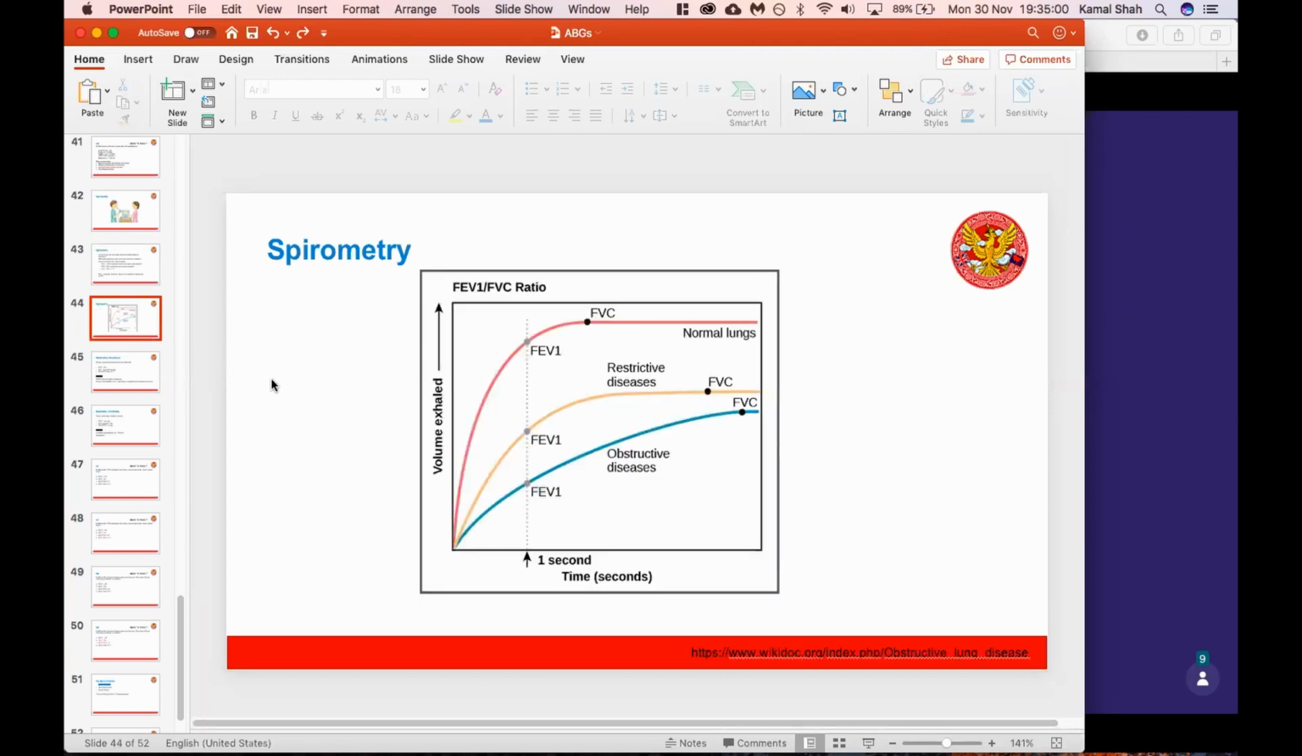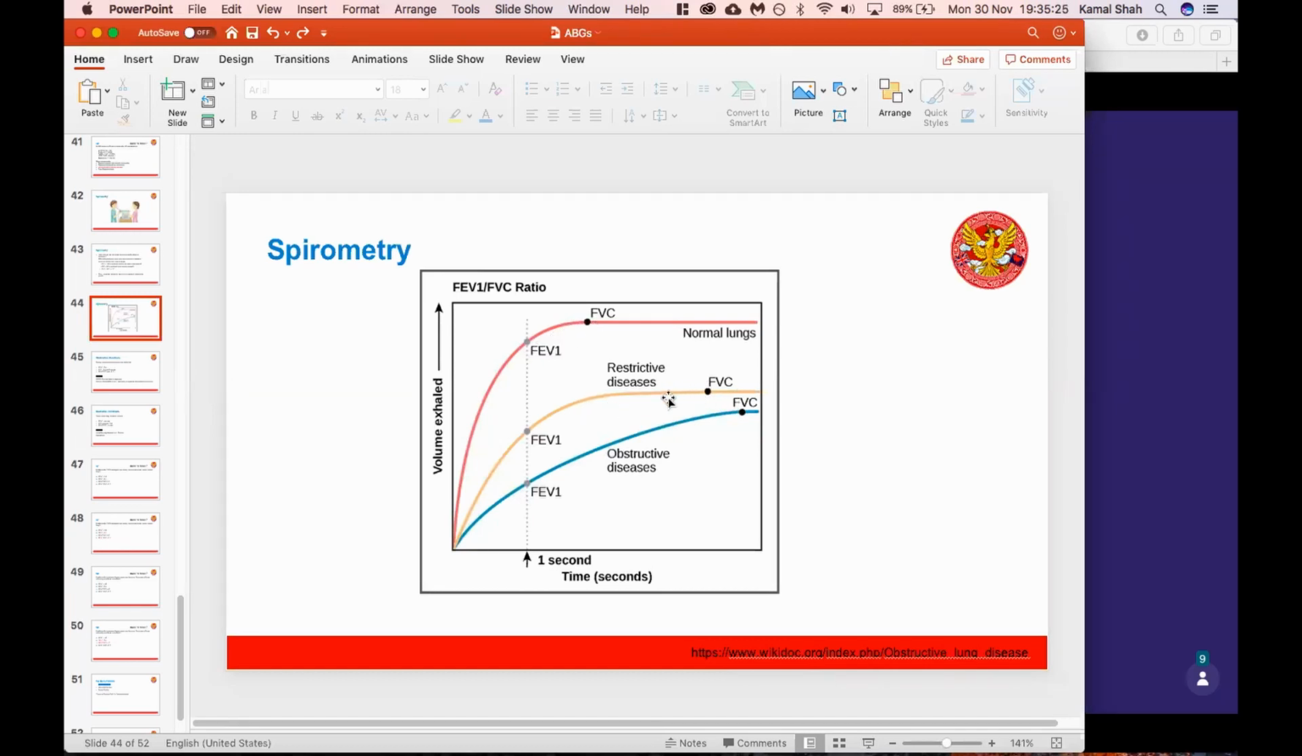This is a graph looking at the volume exhaled after 1 second and beyond. This is the total volume exhaled. We've got the normal lungs at the top, so a nice big FEV1. Most of the air that you exhale will be exhaled in the first second, and then you're really trying hard to exhale anything else that's remaining.